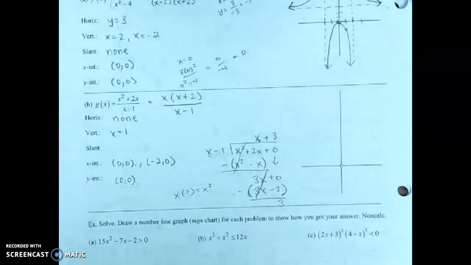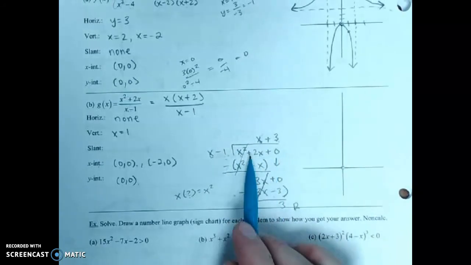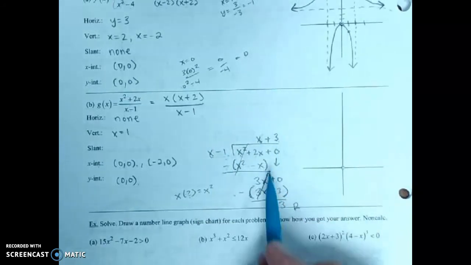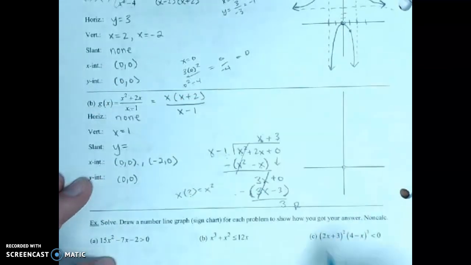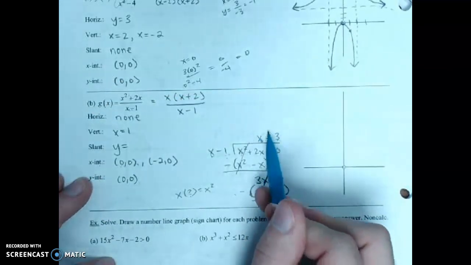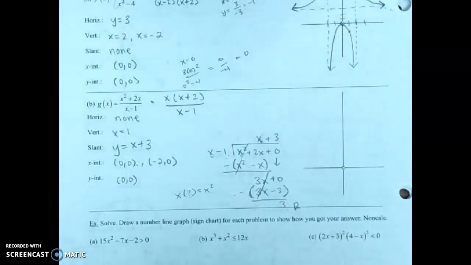When you're doing the long division, the remainder doesn't matter, right? That's the dividend. This is the divisor. This is the quotient. That's the remainder. Remainder doesn't matter. The only thing that's important for these slant asymptotes is this quotient. So y equals x plus 3 is going to end up being that slant or that oblique asymptote.